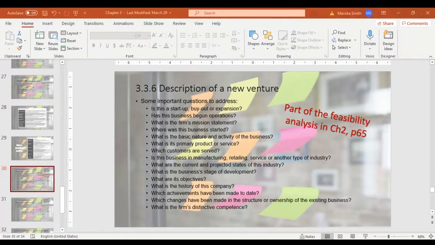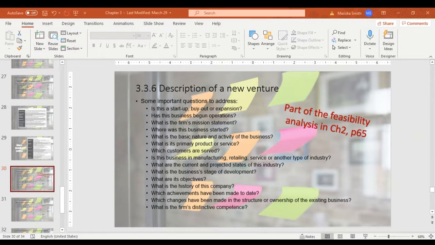What are, for instance, the stage of development, the objectives, the history of the company, if you have a history, the achievements, so any achievements that they maybe have, the changes that have been made to the structure of the business. So let's say that you bought the business from someone else. How did the structure of the business change? Okay. And then what is the distinctive competence?